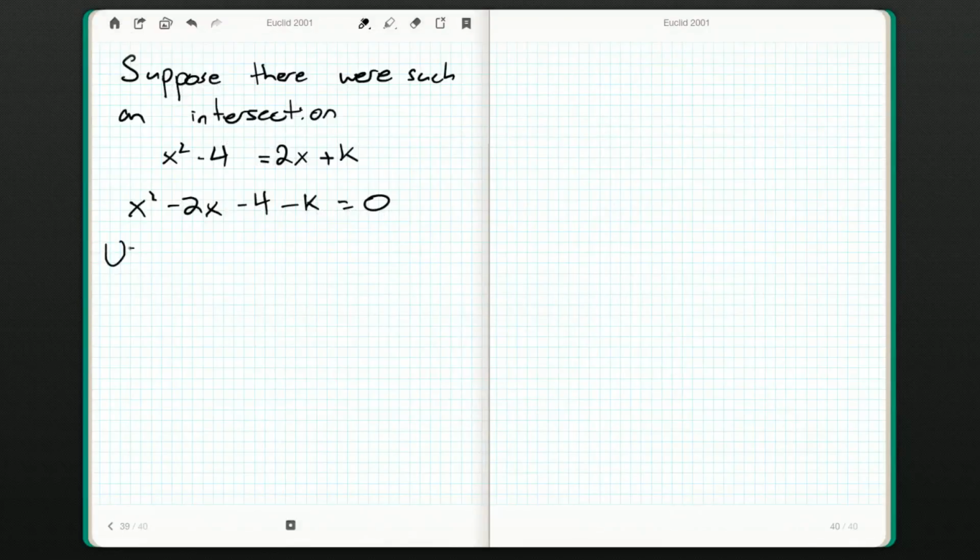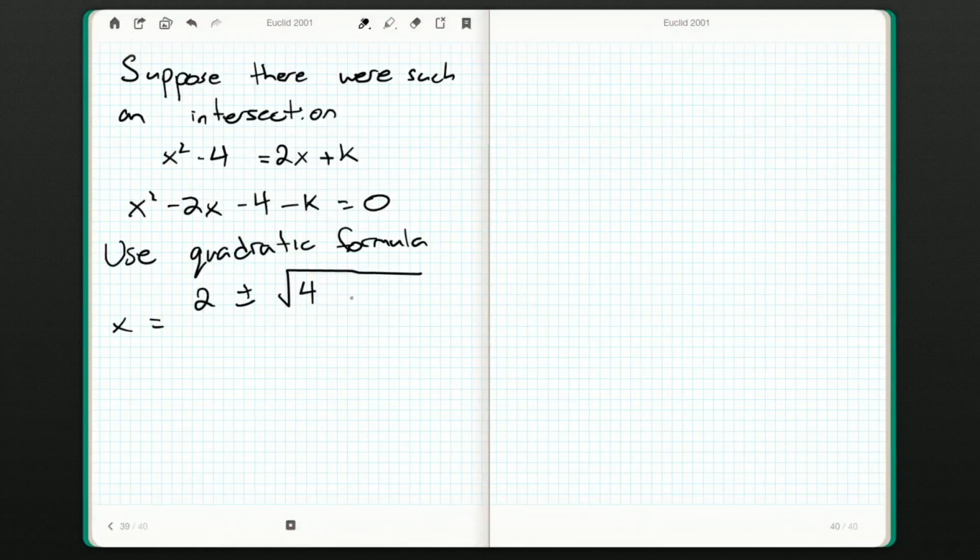So since we can't easily factor this, because we don't know what k is, we're going to use the quadratic formula. Okay, and we'll get x is negative b, so that's 2, plus or minus the square root of b squared, so that's negative 2 squared, so that's 4, minus 4a, which is 1, c, which is negative 4 minus k, all over 2 times a, which is 2. Okay, so we can clean this up a little bit. I'm noticing that we've got some factors of 4. Those can come out.